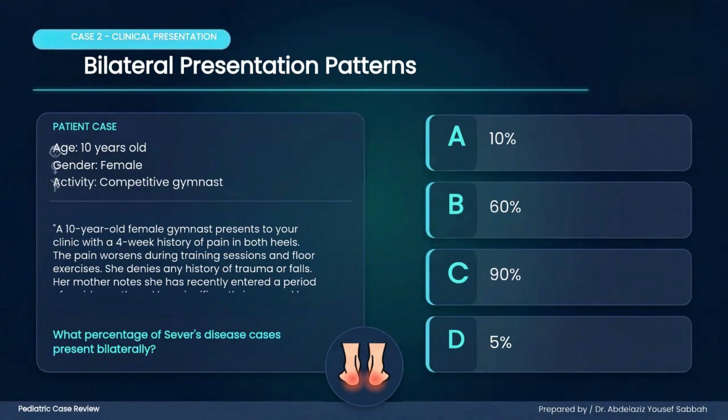Case 2. A 10-year-old female competitive gymnast presents with a 4-week history of pain in both heels. The pain worsens during training sessions and floor exercises. She denies any history of trauma or falls. Her mother notes she has recently entered a period of rapid growth and has significantly increased her training hours. What percentage of Sever's disease cases present bilaterally? Option A: 10%. Option B: 60%. Option C: 90%. Option D: 5%.